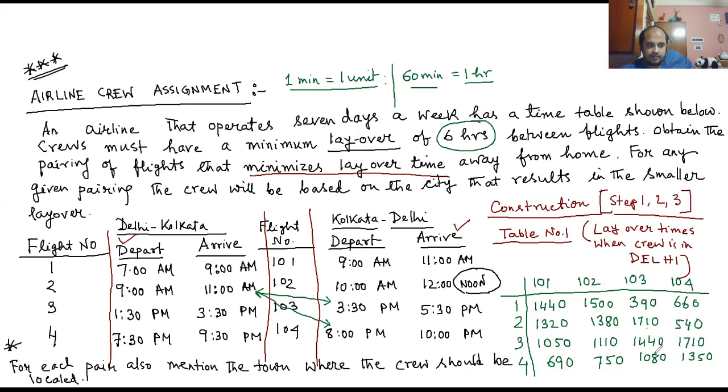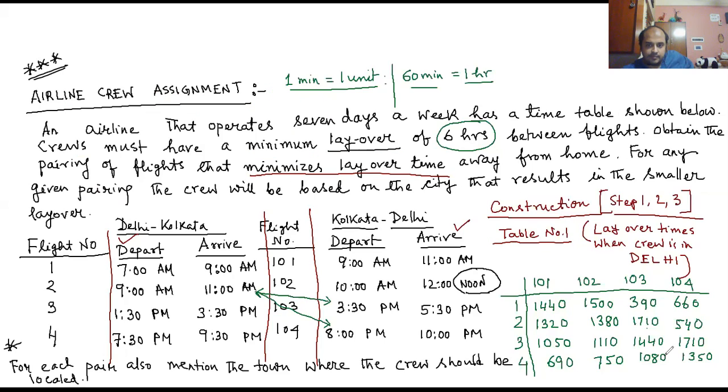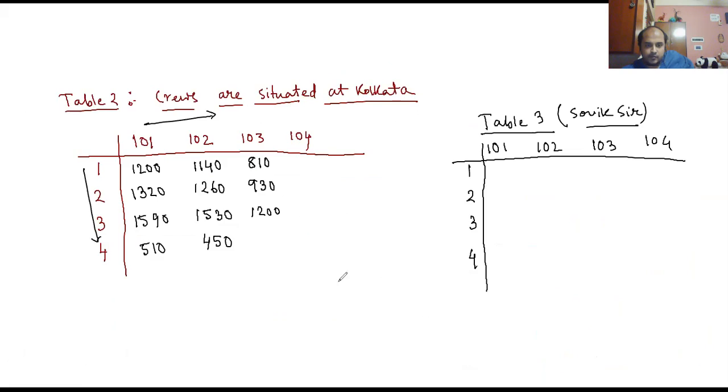Sir, 1200. Okay, 1200. Next. Sir, 1560. 1560. Okay, last column. Sir, last column is 540, 660, 930, 1290.